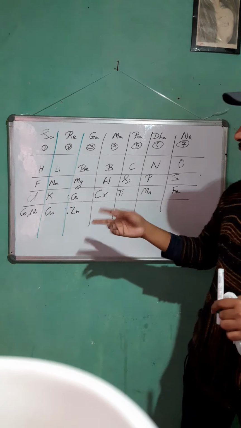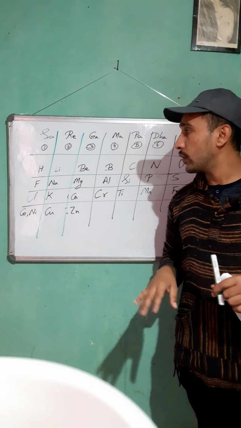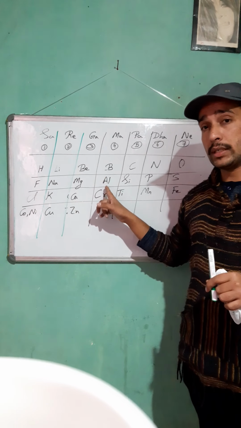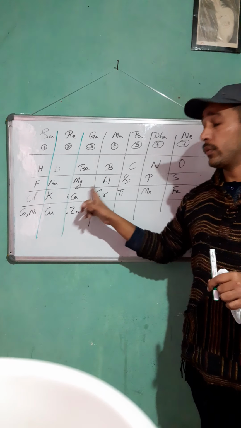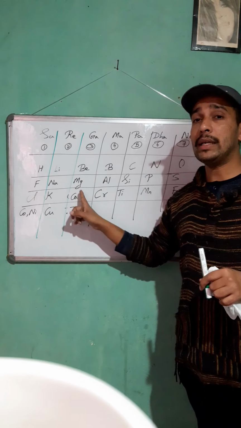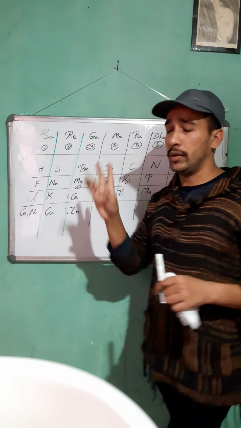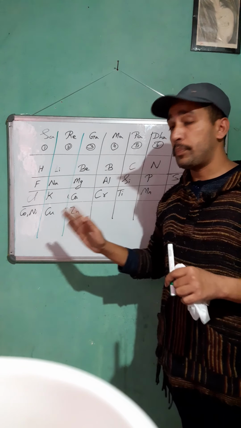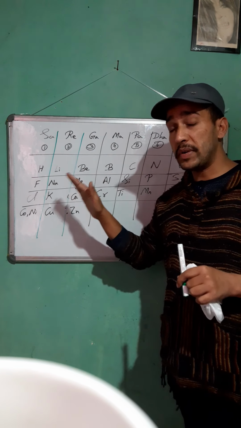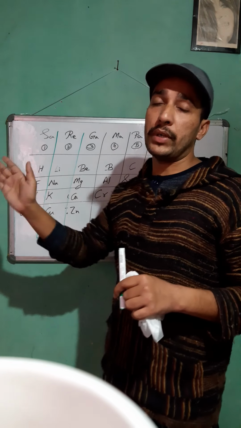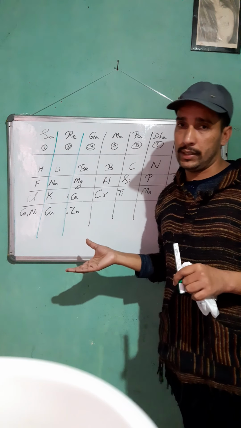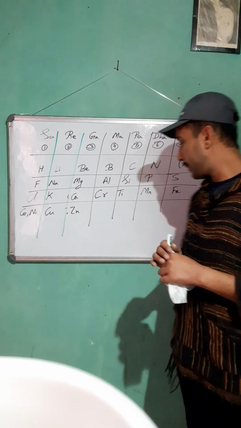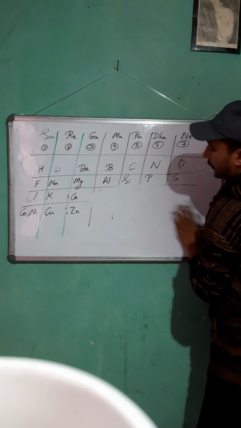So it is enough if you write two merits of Newland's law. First merit is the law worked quite well for lighter elements, that is, the law worked quite well till the element calcium. And merit number two is, for the first time the periodicity, meaning repetition, in the properties of elements was recognized or identified by Newland. So two merits for Newland's classification of elements.